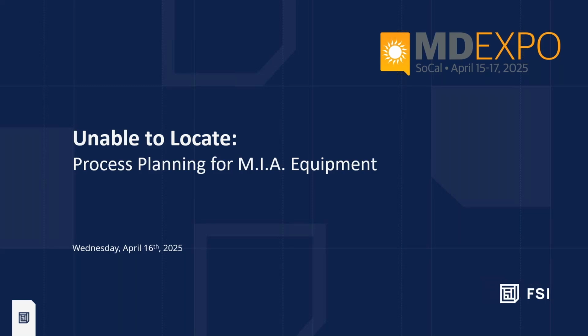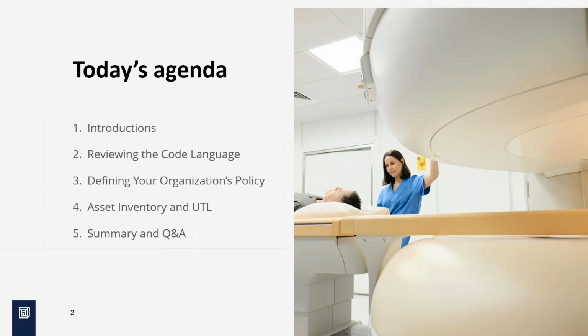What we're going to be talking about today is unable to locate, a process for finding your MIA equipment you can't locate while you're performing your PM. So we're going to go through, well, introductions, of course, what the code language says. We're going to review some of the code language and how exact it is.